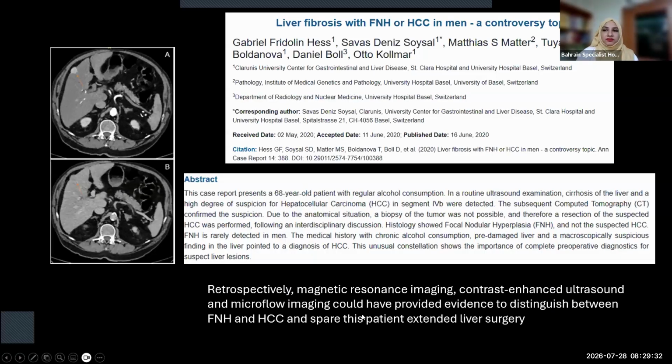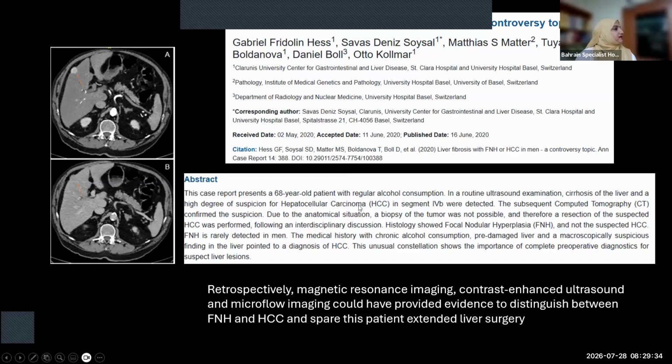This is a case report which is very similar to our case. It is a 68-year-old patient who had regular alcohol consumption and presented with an incidentally found lesion on ultrasound on the background of chronic liver disease. This patient was subjected to a CT scan, which showed characteristic features of a hepatocellular carcinoma, that is, arterial enhancement and washout in the portovenous and delayed phase. With these two findings, he was taken for surgery because biopsy could not be done, as the lesion was subcapsular in location. And on histopathology, this was found to be an FNH-like lesion.